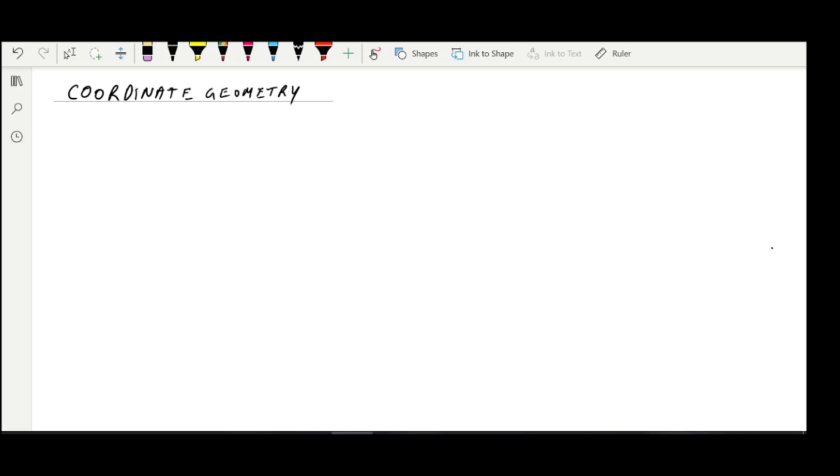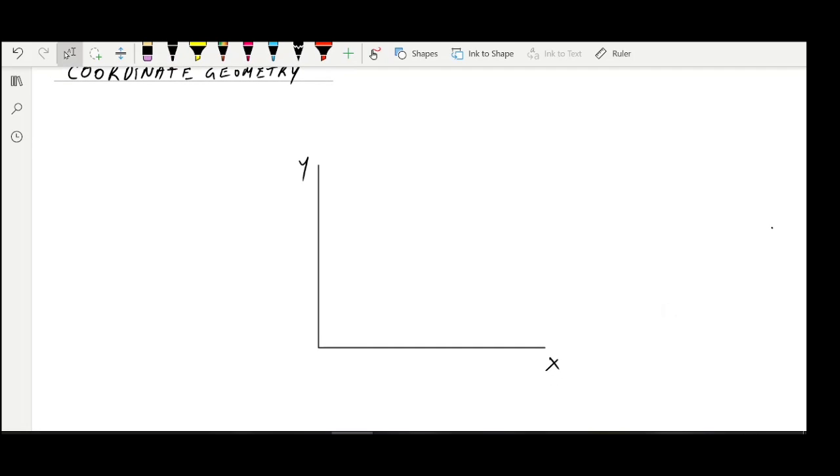Dealing with Cartesian coordinate systems. Okay, so the Cartesian coordinate system involves two axes. Let me draw two axes. One is the vertical axis, which is also known as the y-axis, and the other one is the horizontal axis, known as the x-axis. This system is known as the Cartesian coordinate system in honor of a French mathematician, René Descartes.